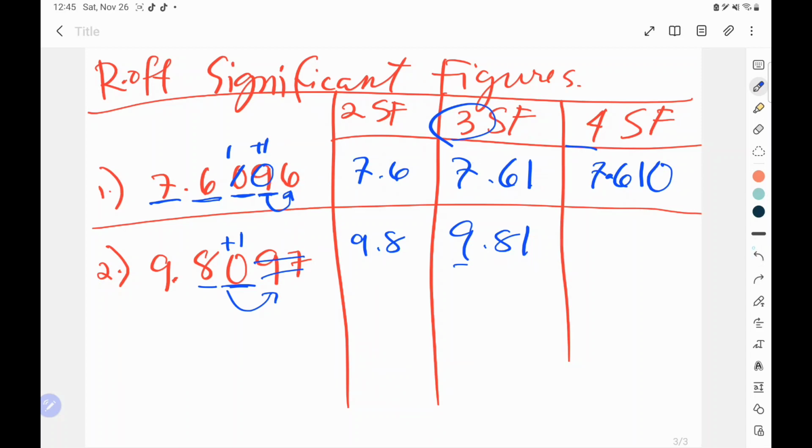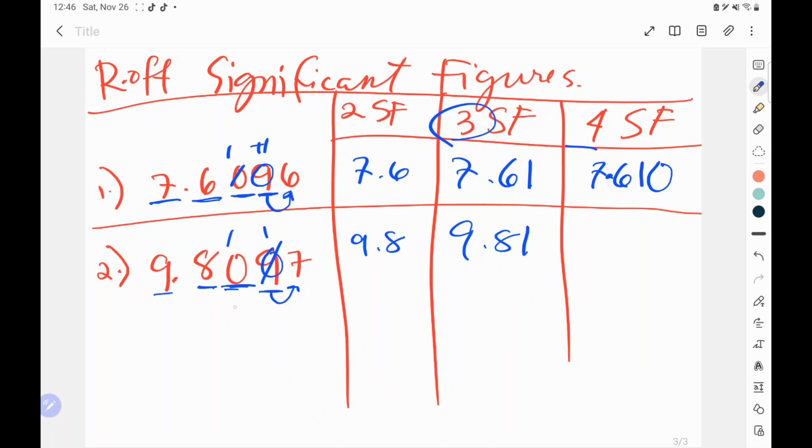Alright, next let's go to 4 significant figures. Alright, now our 4th significant figure, our first, second, third, 4th significant figure is 9. The next number is 7, which is greater than 4. Alright, so basically we have to add 1 here. That means 9 plus 1 is equal to 10. So this is 10, carry 1 over there, and 1 plus 0 is 1.